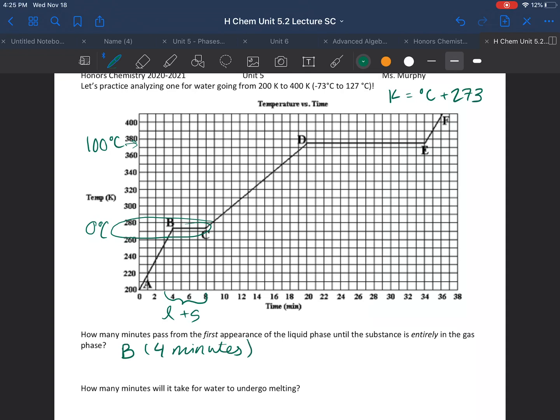Now, if we're going till the substance is entirely into the gas phase, that means we need to get through the whole entire boiling point section. So that brings us to part E of the graph. And so if we follow that line down, that brings us to 34 minutes. And so then you just have to calculate the time difference here. So 34 minus 4 is equal to 30 minutes.